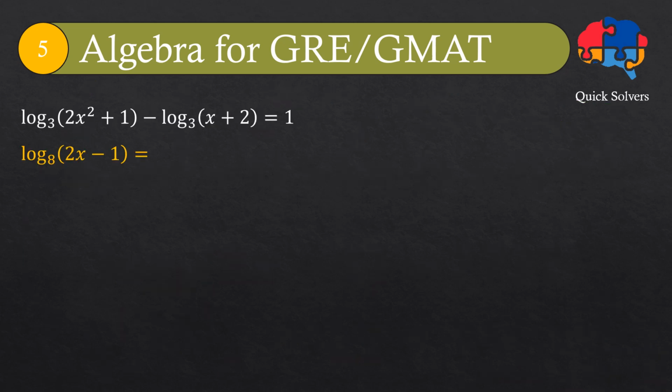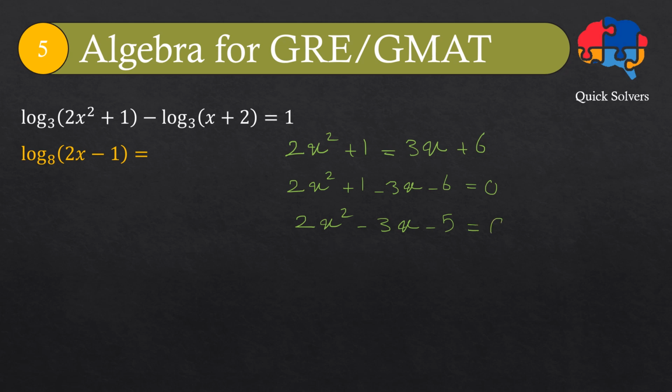Here we have more space. So we're working on this expression. We have 2x squared plus 1 equals 3x plus 6. In the next step, I'll take everything on the right side of this equality to the left. So we would have 2x squared plus 1 minus 3x minus 6 equals 0. And if I simplify this, I'll get 2x squared minus 3x minus 5 equals 0.